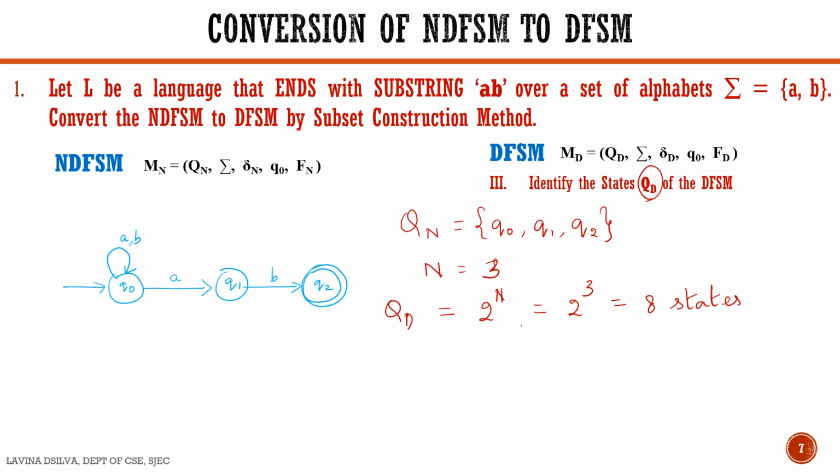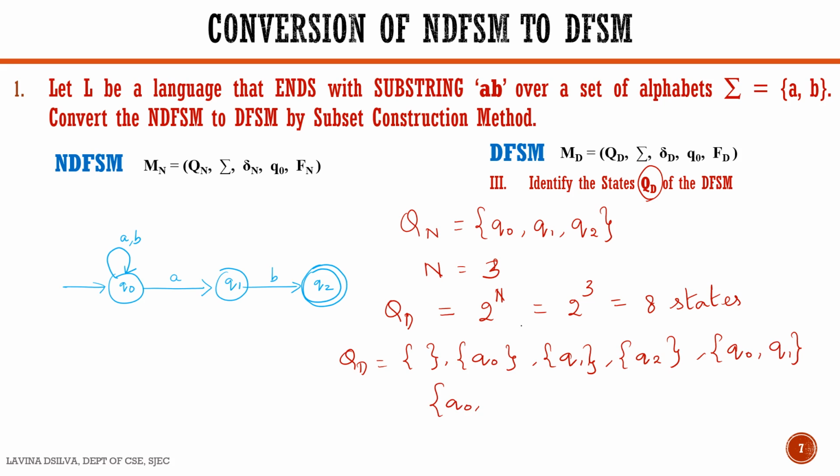So constructing the subsets of Q0, Q1 and Q2, we get QD is equal to the empty set, then we've got the single element sets, then we've got two element sets, Q0 and Q1, Q0 and Q2, Q1 and Q2. And we've got a three element set, Q0, Q1 and Q2. So these are our 8 states of the DFSM.